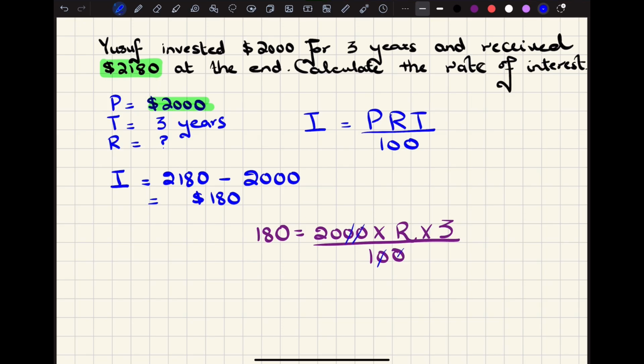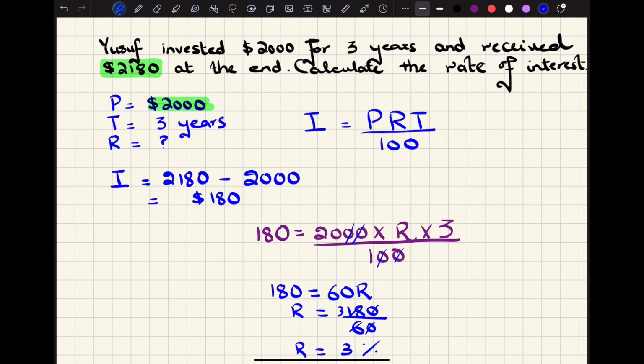So this is going to be 180 equals to 60R. So the rate of interest is going to be 180 over 60. So R is 3%.